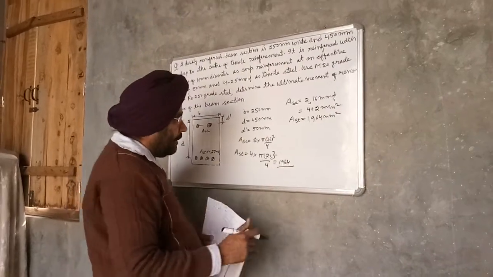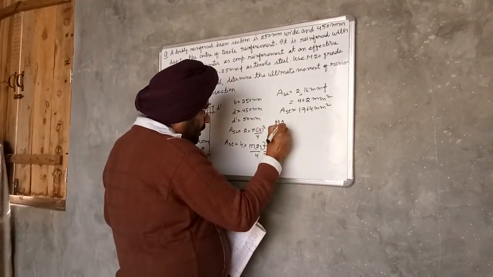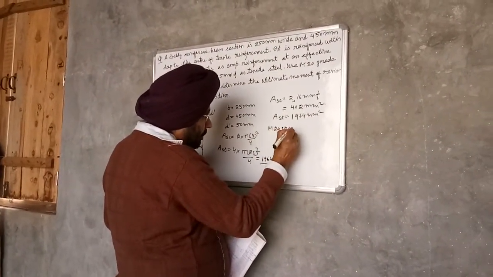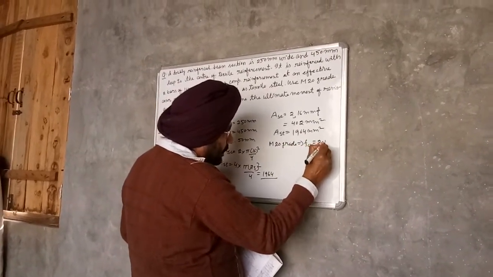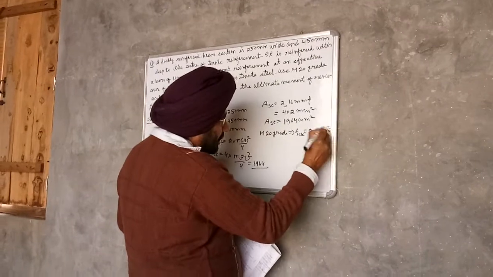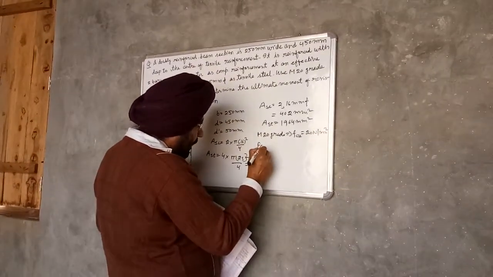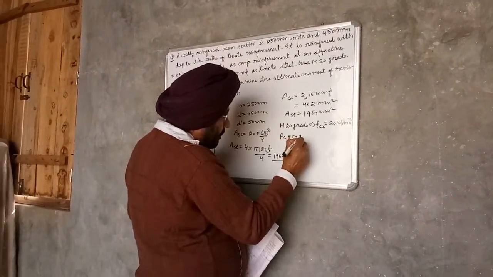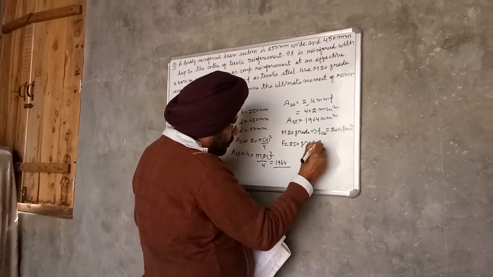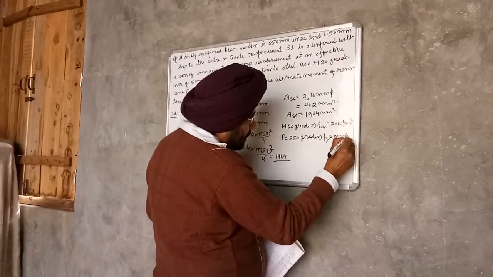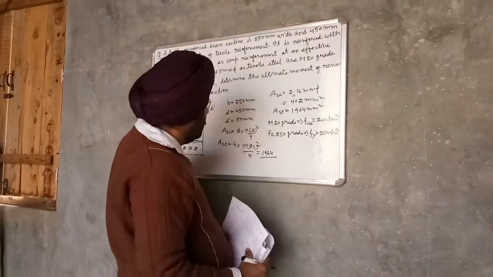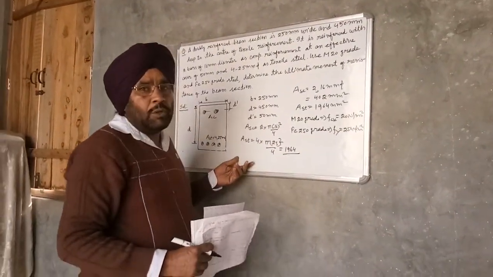So M20 grade concrete. So grade of the concrete is M20. So it means characteristic compressive strength of concrete fck is 20 Newton per square millimeter, and steel grade is Fe250 grade steel. So it means yield stress of steel is 250 Newton per square millimeter. So this much data is given to us.